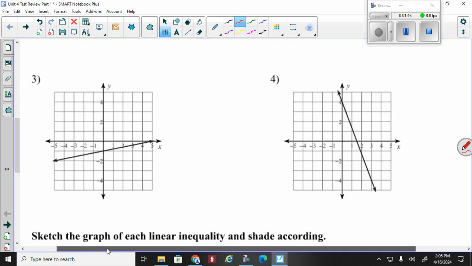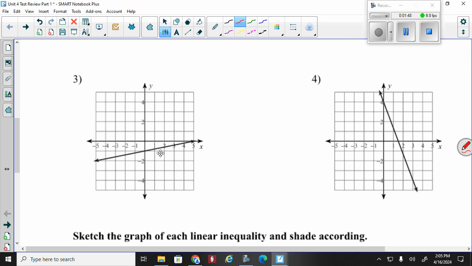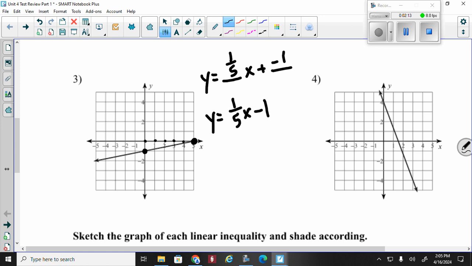All right, next one is we're going to take this line and convert it back to y equals mx plus b. So remember, it's going to be y is equal to something x plus something. I'm starting at negative 1, so that's going to be minus 1. I'm going to go up 1, 1, 2, 3, 4, and 5. So that's going to be 1/5. So my final answer is going to be y is equal to 1/5 x minus 1.